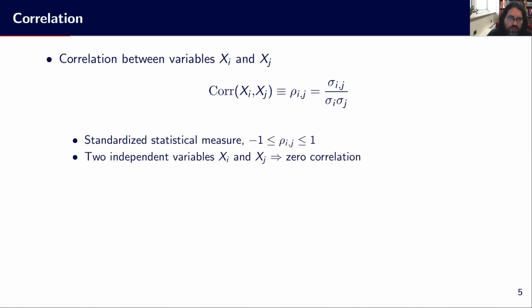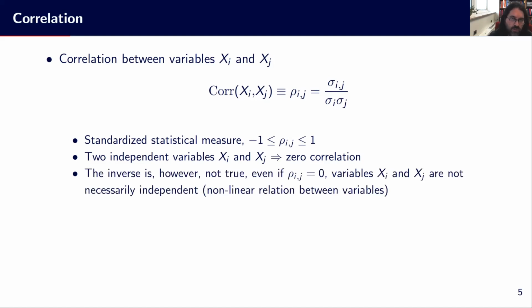So if we are looking at two independent variables, where xi and xj have no relation, we will obtain a zero correlation. Basically here the covariance will be 0, so the correlation will also be 0. The inverse is, however, not true. If we have a correlation of 0, that doesn't necessarily mean that these variables are independent. If they are independent, the correlation is 0. But if the correlation is 0, it doesn't mean that the variables are independent. There might be some complex non-linear relation between these variables.